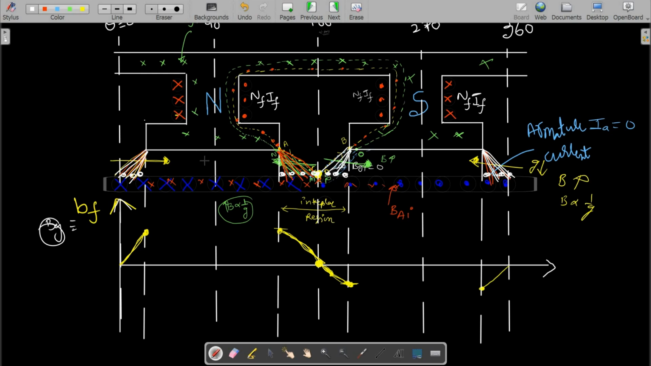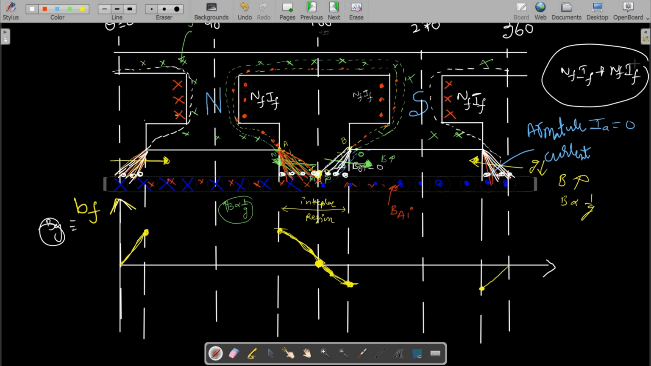Today we will see the derivation of the flux density distribution in the polar region. One more thing I forgot to say: the flux lines on this side will take a path like this. These flux lines will go like this, and it will start here because it is a circular thing, you know. Start here and it will complete like this. Every flux line will enclose the MMF of NF IF plus NF IF, because everything is symmetrical.